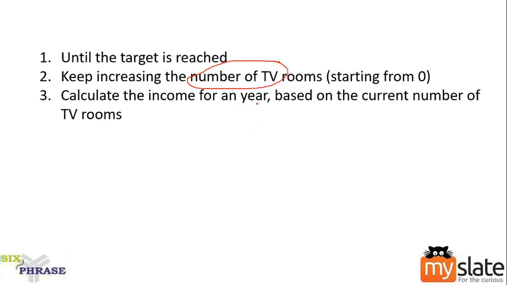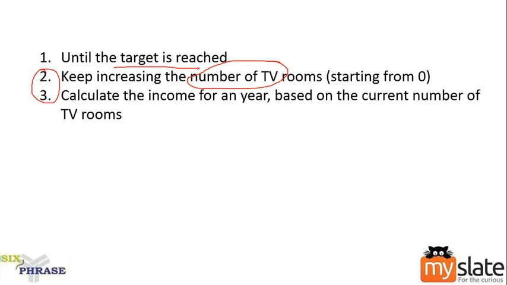If it is 0 TVs, what is the income? If it is 1 TV, what is the income? So increase the TV, calculate the income. Buy one more TV, calculate the income. Repeat steps 2 and 3 until we reach the target. This is our ultimate aim. Basically, our program is going to do only this.